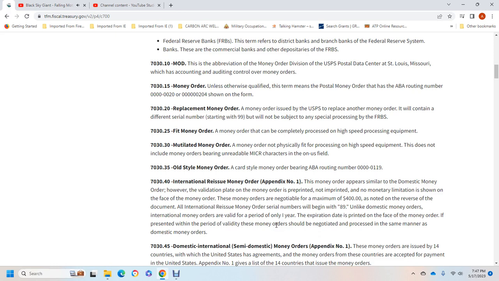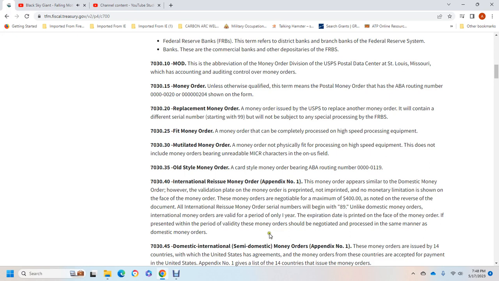Negotiable for a maximum of $400, the international reissue money order has a serial number beginning with 89. Unlike domestic money orders, international money orders are valid for a period of only 1 year, with the expiration date printed on the face of the money order. If presented within the valid period, the money order should be negotiated and processed in the same manner as domestic money orders.